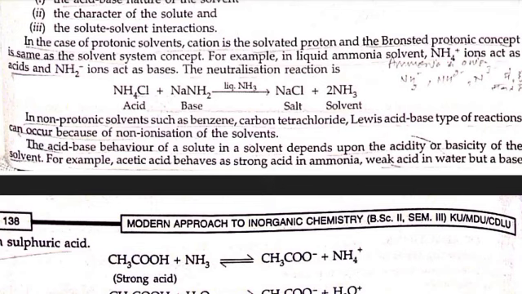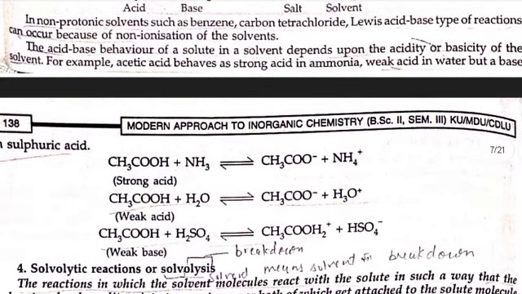In non-protonic solvents such as benzene and carbon tetrachloride, Lewis acid-base type of reactions can occur because of non-ionization of the solvents. The acid-base behavior of a solute in a solvent depends upon the acidity or basicity of the solvent. For example, acetic acid behaves as a strong acid in ammonia, a weak acid in water, but a base in sulfuric acid.